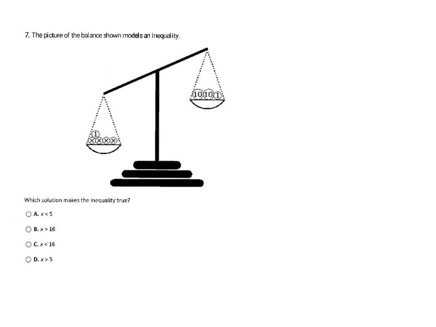Here, I'm going to have to write an equation that shows what the balance is modeling. And so on the left side of the balance, I have a 1 plus 4 x's. And that side, the balance is showing is heavier. So that means that side is going to be bigger. So it's going to be the greater side. And then over here, I have 10 plus 10 plus 1 for a total of 21.